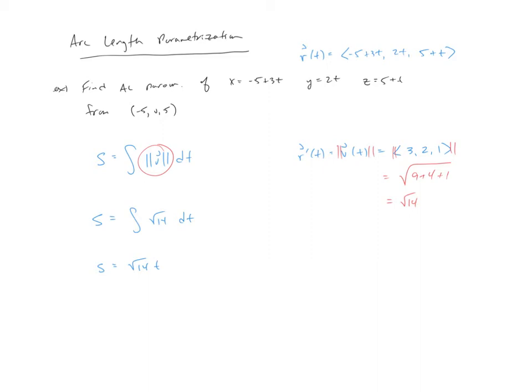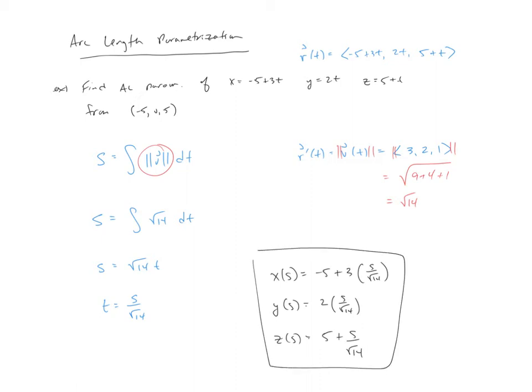So that means our t is going to be s over root 14, which means that our parameterization now, and I'm going to write this as x(s), just to be clear, would be -5 + 3 times s over root 14. y(s) now would be 2 times s over root 14, and z(s) would be 5 + s over root 14. So that would be the parameterization.